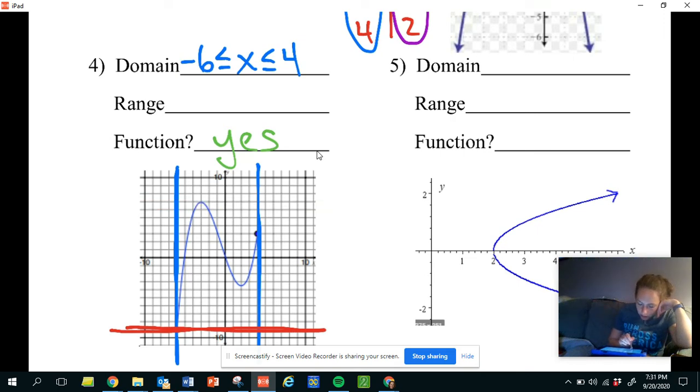I know it's hard when we're doing digital. Not everybody can print things off or write on a tablet, but it really helps if you kind of draw the boundary lines when you're doing these.